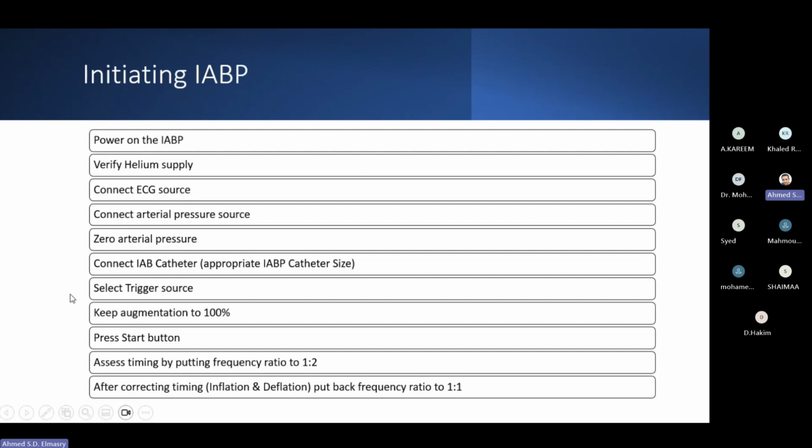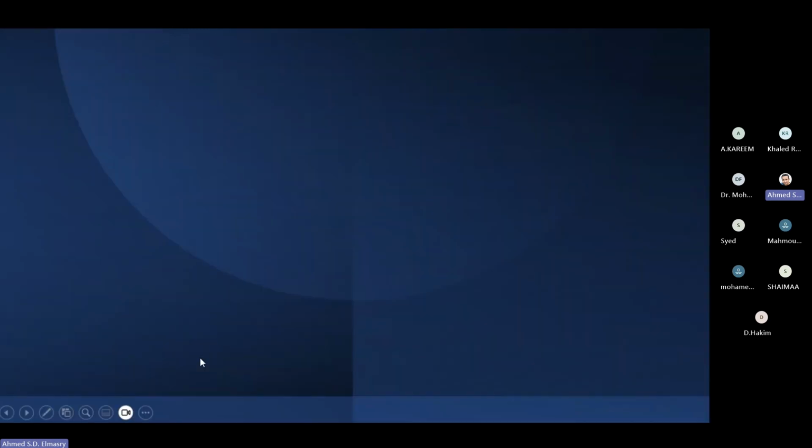Then you will check the operational mode. If it is the semi-auto mode, then you will go for selection of the trigger source. Then you will keep the augmentation at 100%. Then you will start the intra-aortic balloon. And after starting the intra-aortic balloon, you should assess for the appropriate timing. Then after adjustment of the timing of the intra-aortic balloon, you will start the intra-aortic balloon again.